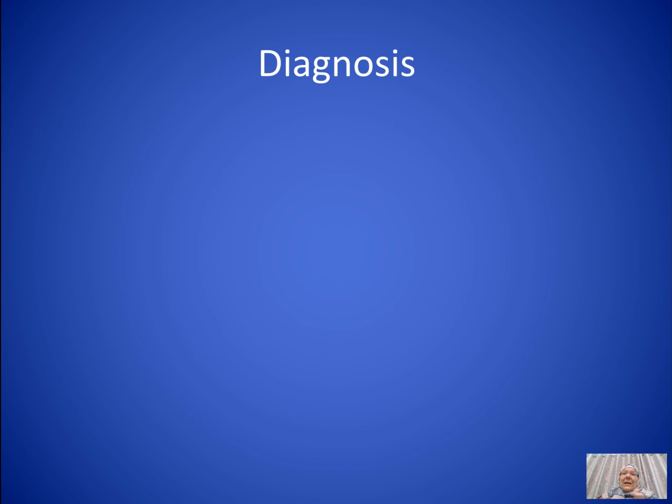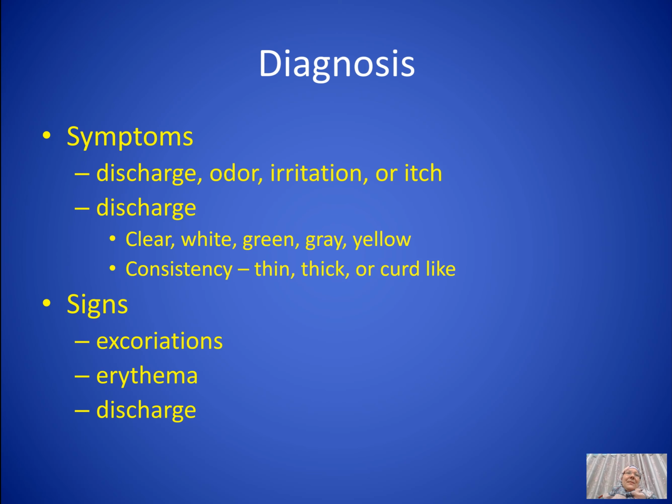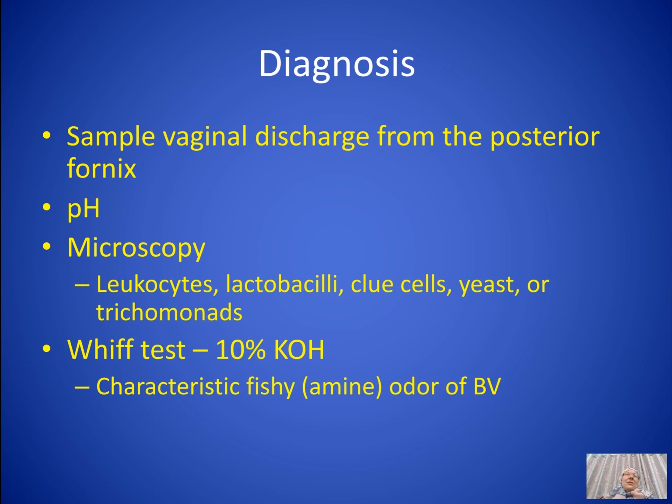So, how do we come to the diagnosis? We ask for the symptoms. Is there discharge? Is there odor? Do they have pruritus, or have they got any pain? You can ask how they describe the discharge. Very important is to have a look at the outer genitalia, because you want to see if there are any signs, excoriation, so signs of pruritus, maybe erythema, and also you have to look at the discharge.